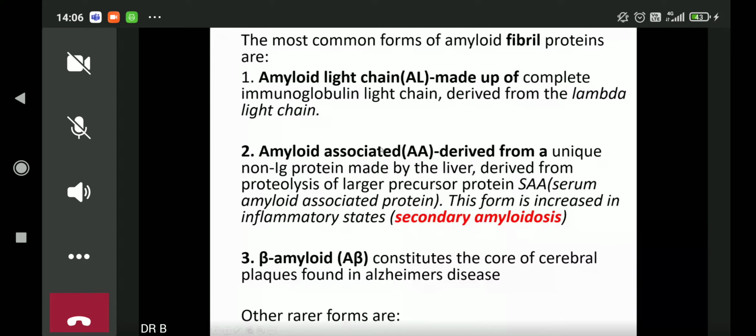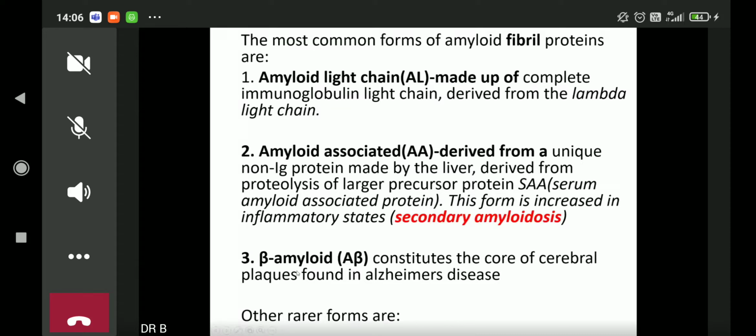Then comes the AA-associated amyloid, which is a unique but non-immunoglobulin protein. The previous one was an immunoglobulin protein, this one is a non-immunoglobulin protein. This is made by the liver. And how is it derived? The liver secretes a protein called serum amyloid-associated protein, SAA. In certain conditions like inflammatory diseases, this SAA gets proteolyzed into amyloid-associated protein AA. These conditions are called secondary amyloidosis, because it is secondary to an inflammatory condition or some other disorder.